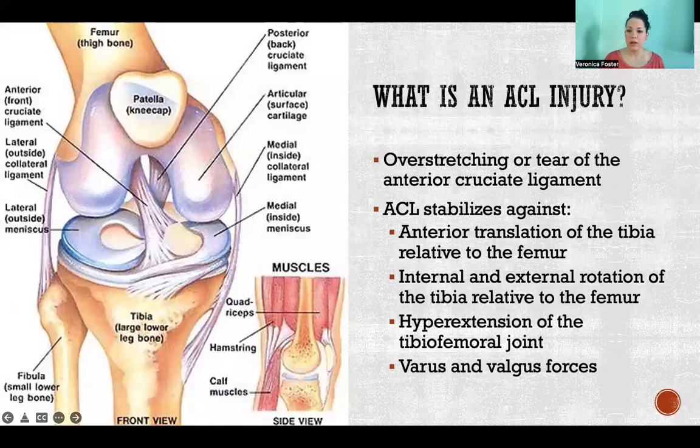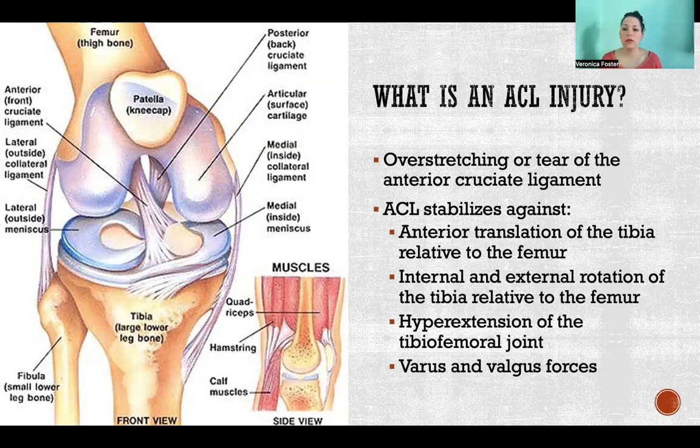So first off, what is an ACL injury? We are talking about the anterior cruciate ligament of the knee. An ACL injury would be some overstretching or tearing of the ACL ligament. In this picture, it's this ligament right here in the anterior, so the front part of the center of the knee. Cruciate refers to crossed. So we have the anterior cruciate and the posterior cruciate ligaments, two ligaments in the center of the knee that sort of cross like that. And that's why we call them the cruciate ligaments.